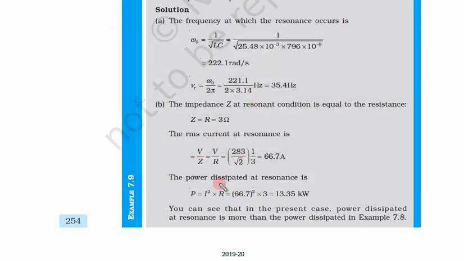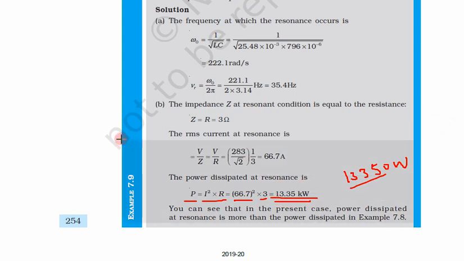Power dissipated in the circuit. So power dissipated in the resonance in circuit, P is equal to I square R, same thing. So I is 66.7 and this R is 3. So again, so what we get something around 13,350 watts. That's why they have written in kilowatt, that means 13.35 kilowatts.